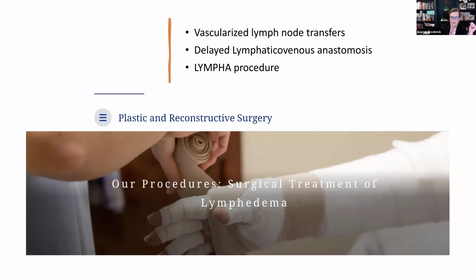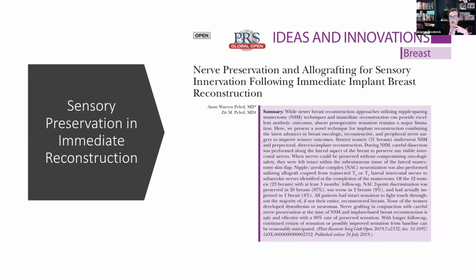We have a lymphedema program at Hopkins where there are several different procedures that can be done. Some can be done in a delayed fashion. Some are now being done at the time of mastectomy if extensive lymph node resection is involved, in order to help prevent lymphedema. You can check us out there.